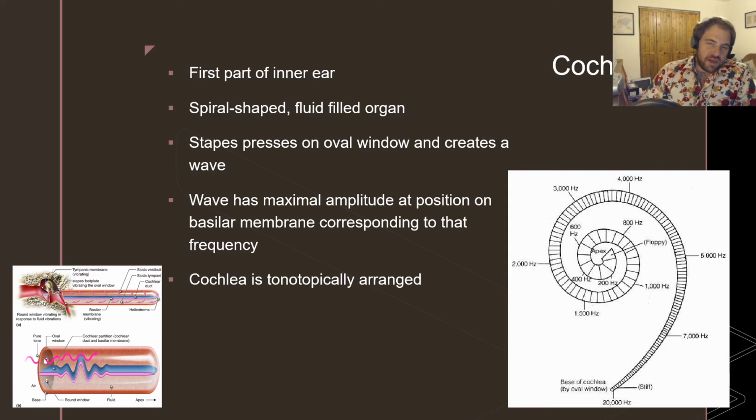And what's cool about that is we can tell that the cochlea is tonotopically arranged. 400 hertz is here. That means 300 hertz is over here, 200 hertz is over here, 600 hertz is further up, 1200 hertz is even further down.